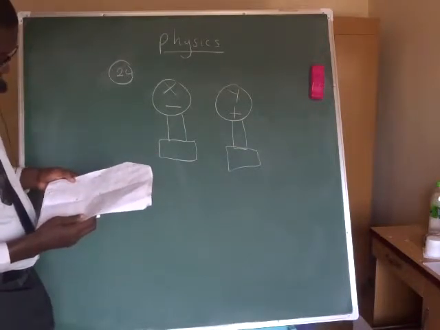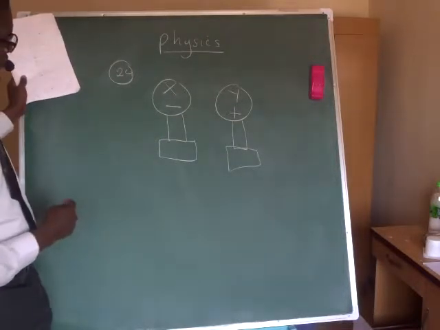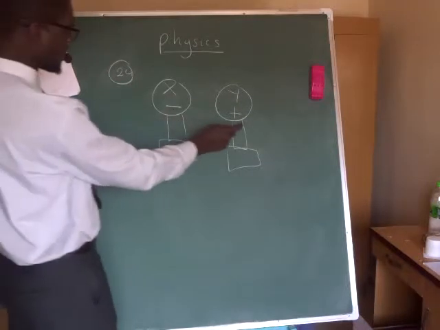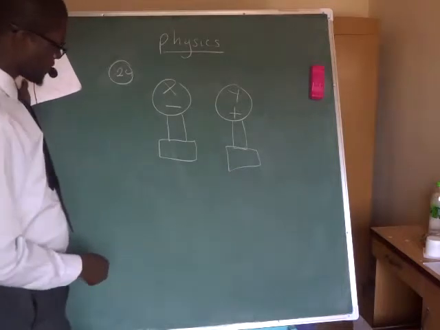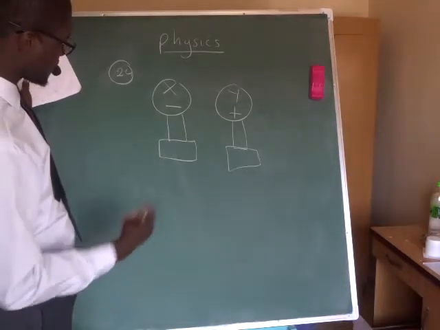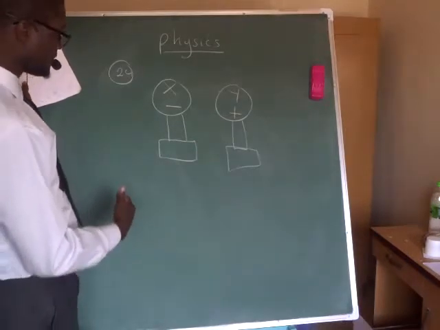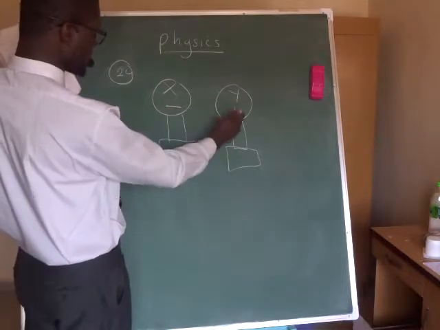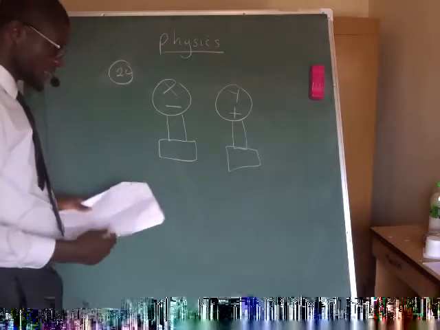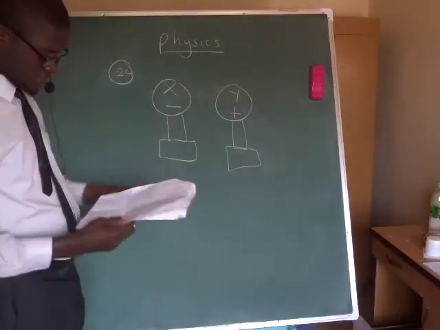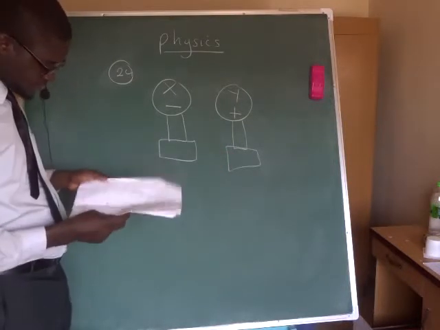So the answer is B. X and y attract each other, because x and y are of different charges. X is negative and y is positive. So when they are brought in contact, there is going to be attraction, because unlike charges always attract each other. Had it been like charges, we would have repulsion. Like charges repel, but unlike charges attract. So this is option B. X and y attract each other.